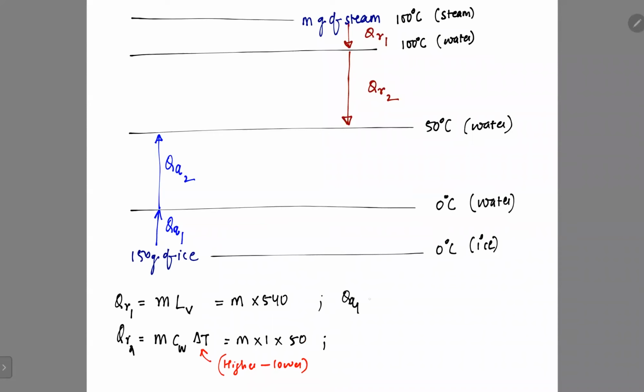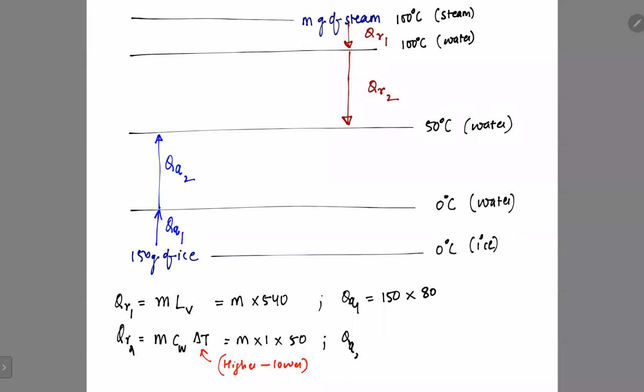Now let us write Q absorbed 1. What should this be, MC delta T or ML? Carefully. Ice to water, ML. But here M is 150, into what is the value? Should it be LF or LV? LF. And the value of LF is 80. Clear? Very smart.